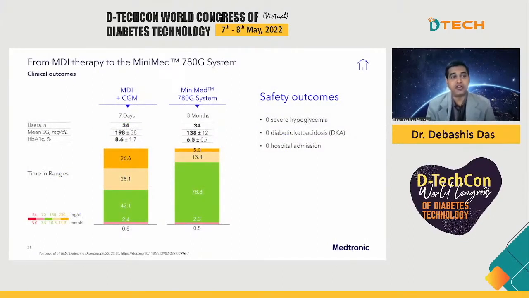This study was typically in type 1 patients, 34 patients altogether in their center. They could show that time in range with MDI plus CGM, you can see from 42.1% at 3 months on the AID 780G system, they could improve to 78.8%. And not much change in the time below range. There was no severe hypoglycemia, no diabetic ketoacidosis, and no hospital admissions.